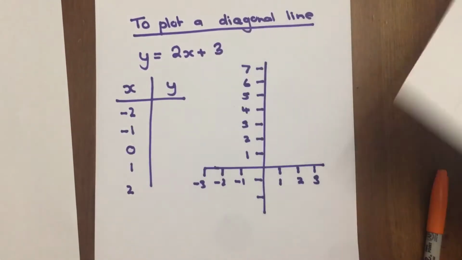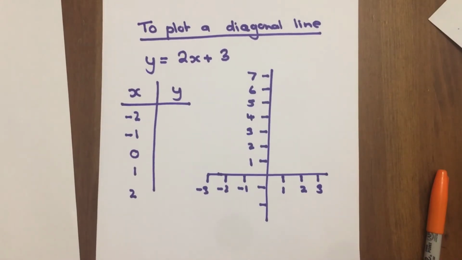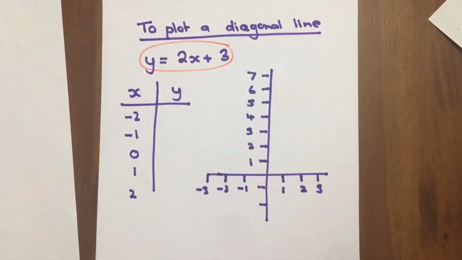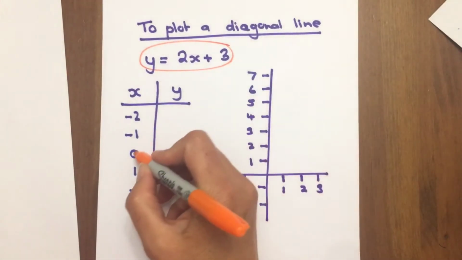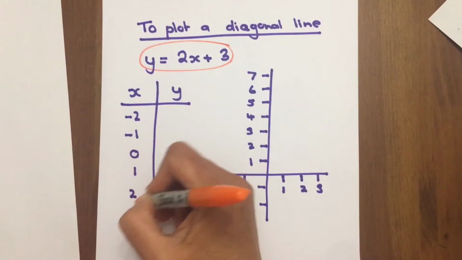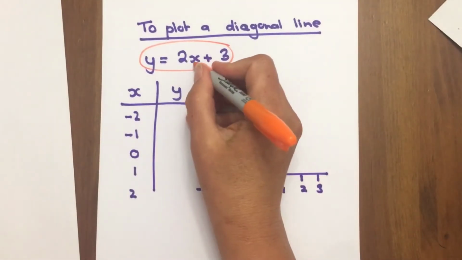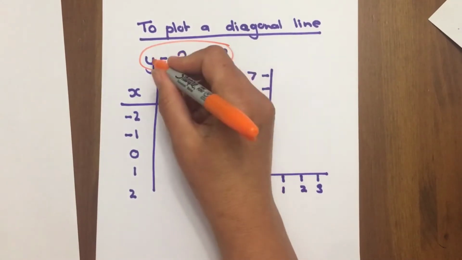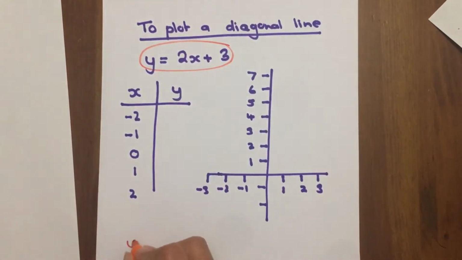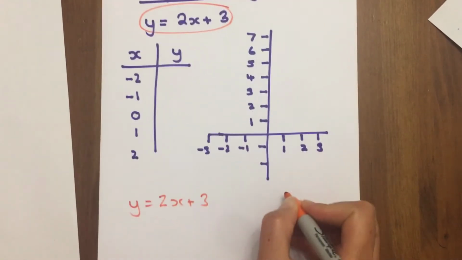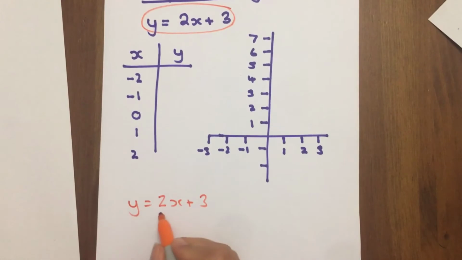Plotting a diagonal line. Okay, you're going to be asked tomorrow to plot a diagonal line. Right, here's the connection between y and x. Remember I told you to do the positive coordinates first when we were in the lesson. You all did brilliantly on this. When x is nothing, what is y? So we've got this equation here. Hope you can all see this. Okay, so y equals 2x plus 3.